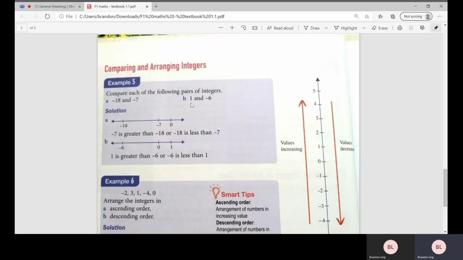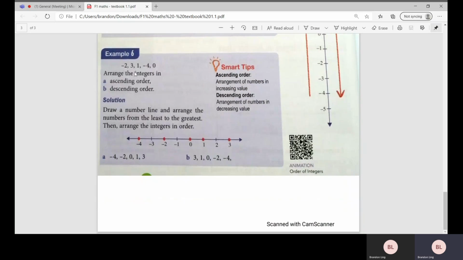Part B, if you compare 1 and -6, you can write down -6 on your left side and 1 on your right side. Therefore, 1 is greater than -6 because 1 is on your right side. The rule of thumb is that the further on your right side, the greater the number. So this is actually quite logical.